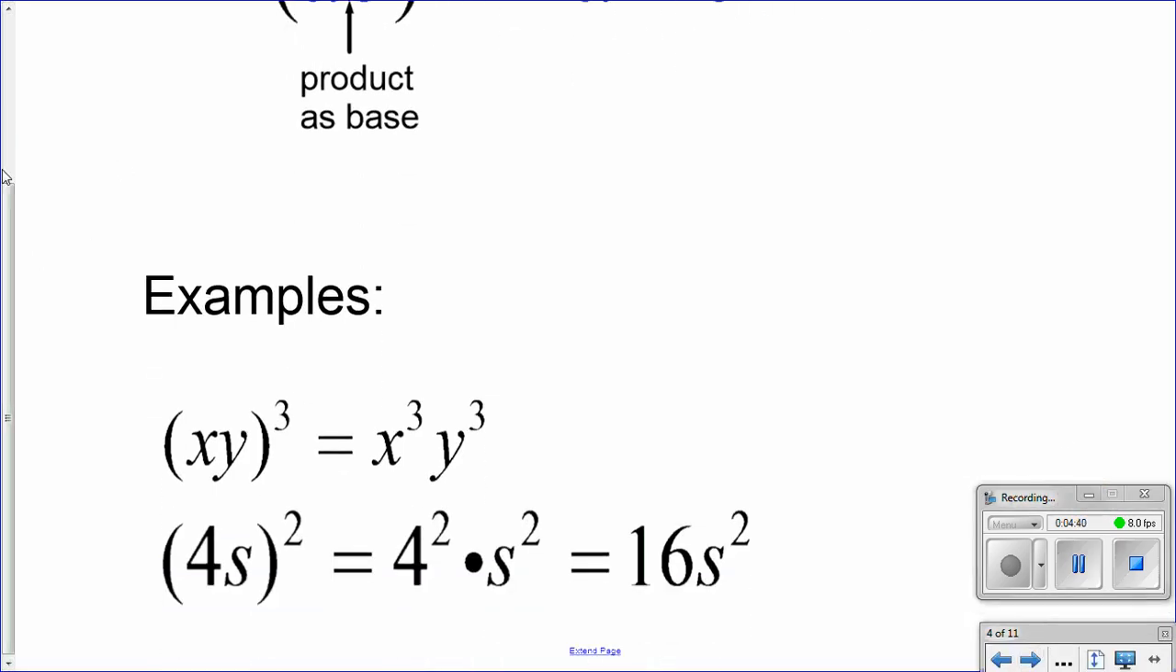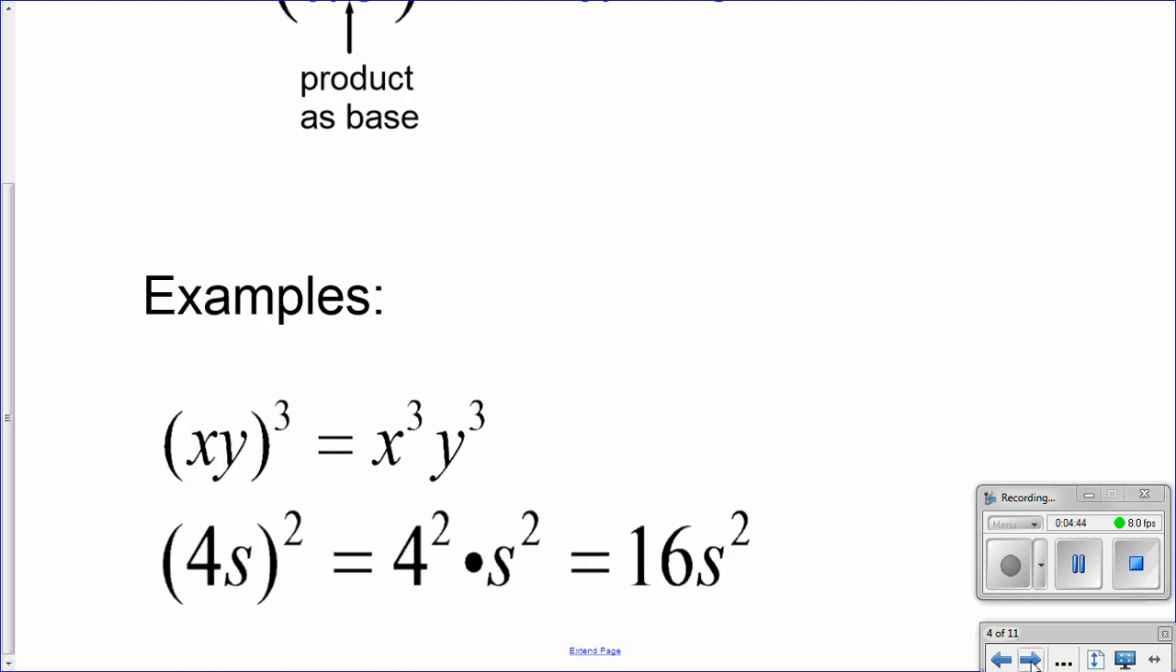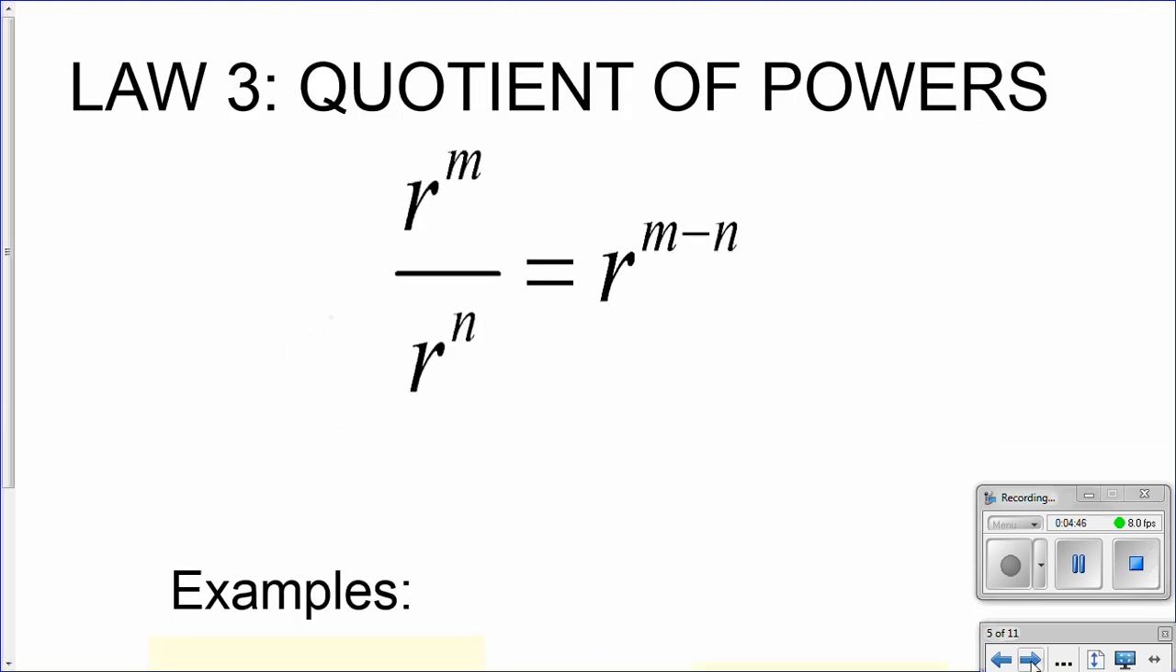All right, so that is the power of a product. Just so you're aware, the names of these laws you don't need to worry about memorizing. However, the actual law itself, the application of it, you do need to memorize what it looks like. The names of these laws are very similar, but they describe what is going on.